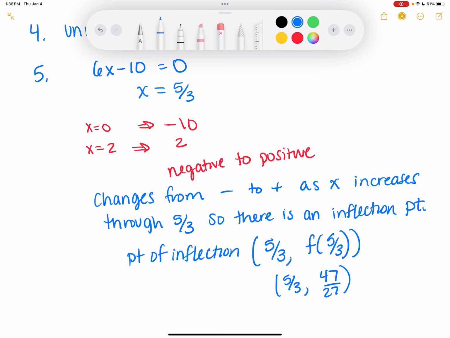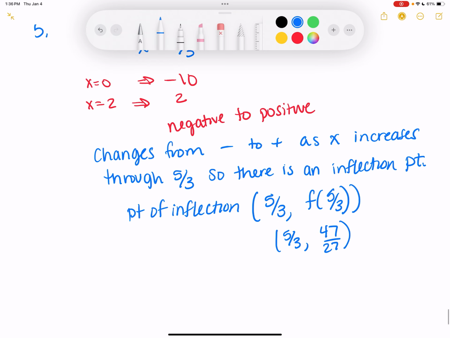Would that be plugging it into the second derivative? This one was back to the original. Oh, okay. 47 over 27 is the result of plugging it into the original. Okay. I was just saving from having to do the work.